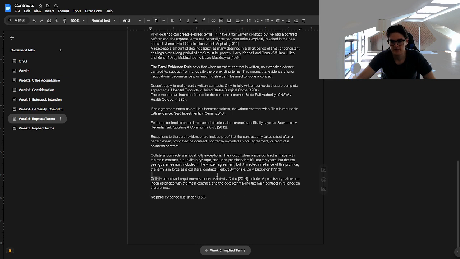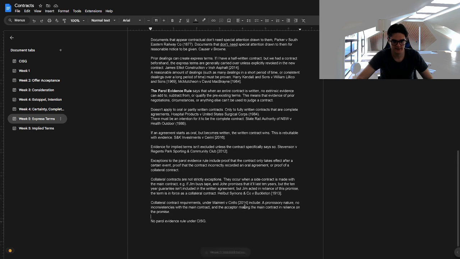Collateral contracts, to be in effect, must be promissory in nature. They must not be inconsistent with the main contract, and the acceptor makes the main contract in reliance on the promise. So that's pretty much what I said. I promise you that this will last 10 years. There's no inconsistency, so in the contract, I'm not saying it'll only last 5 or 15 years. And you decide to buy this in reliance on the fact that we are going to do the bigger contract.